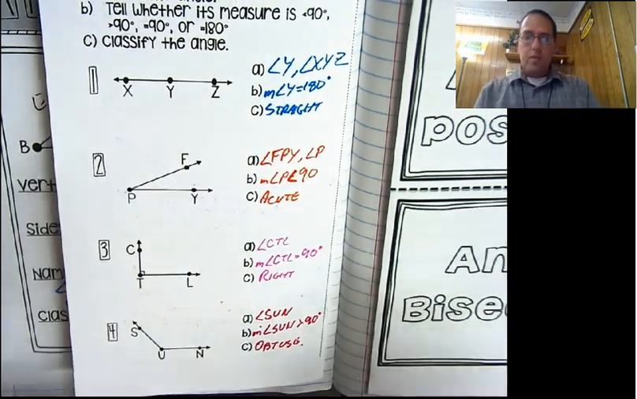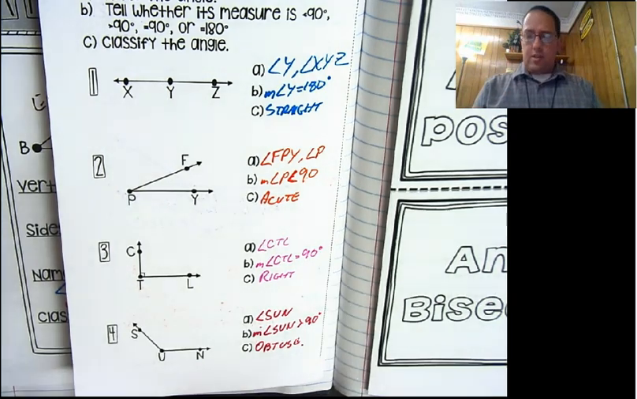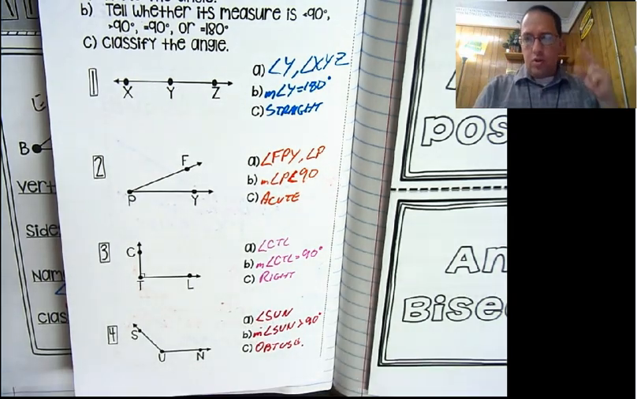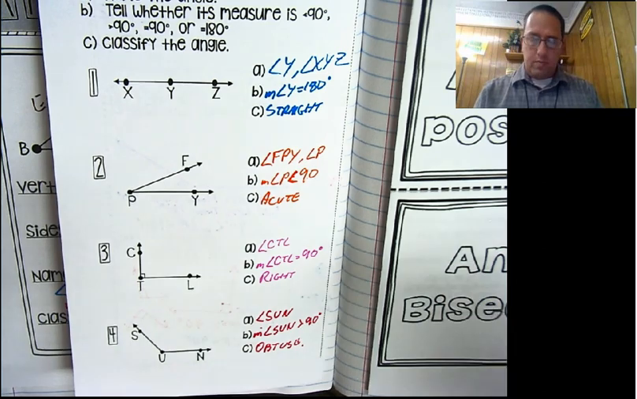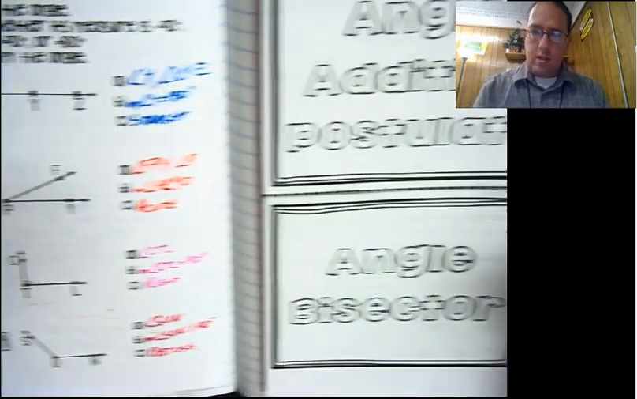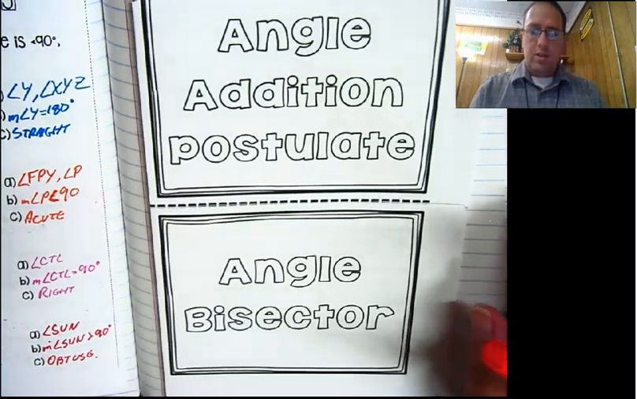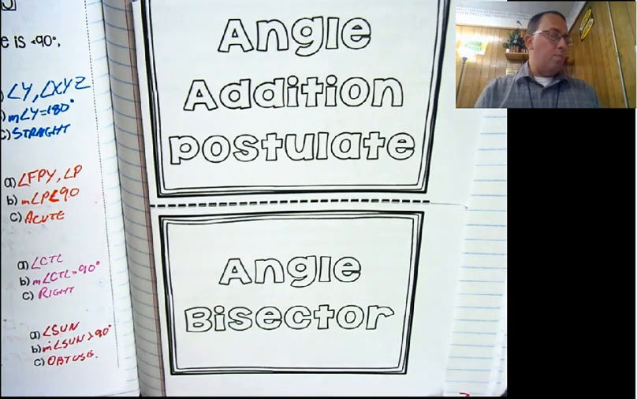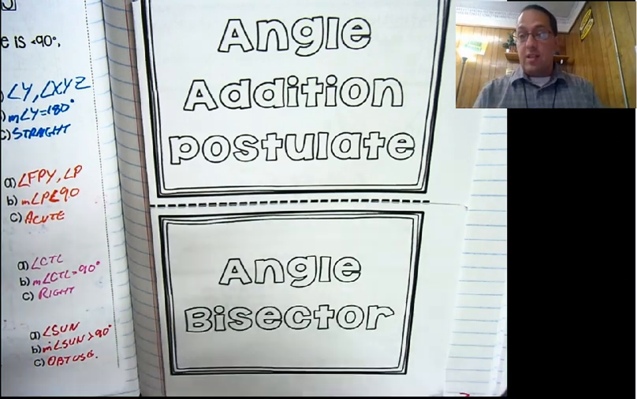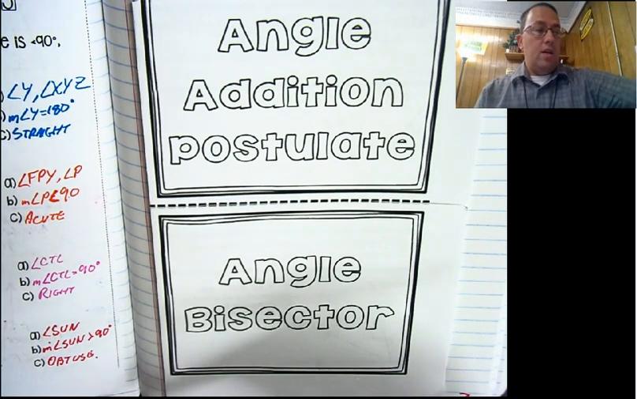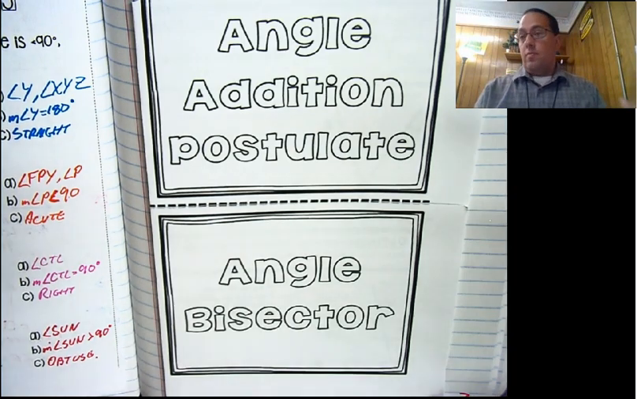Obtuse. Okay, and that's the basics of angles, but there are two other things that we want to talk about: the angle addition postulate and the angle bisector. Now, the angle addition postulate is basically the same thing as the segment addition postulate that we talked about earlier, except we're talking about angles.